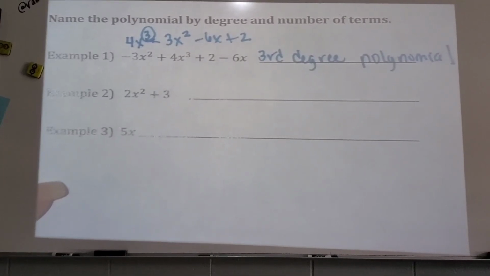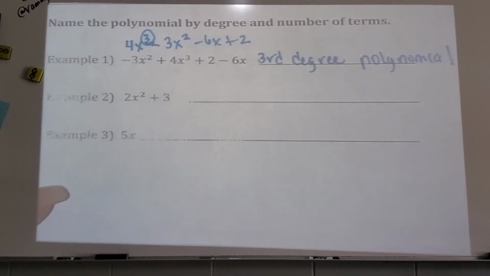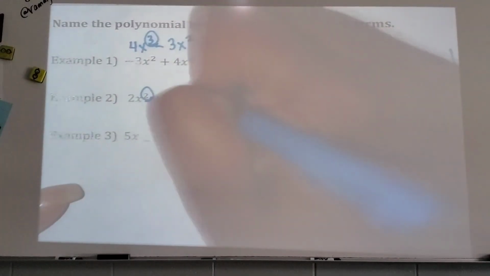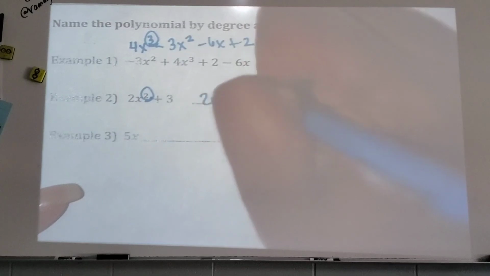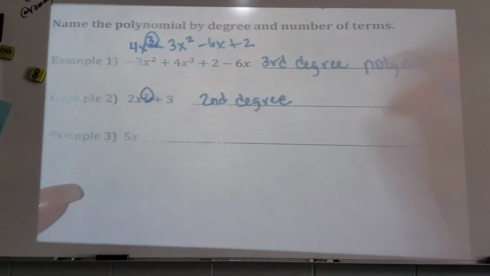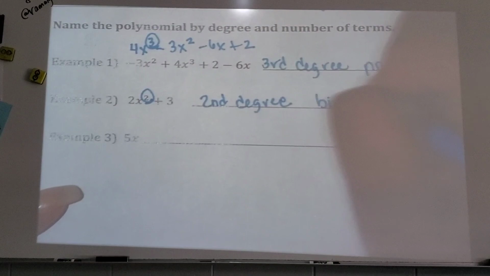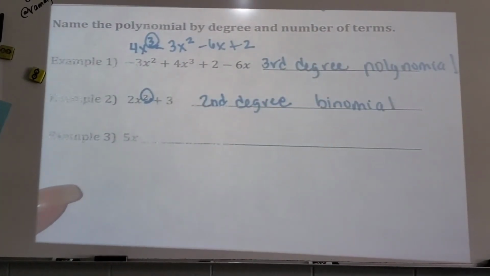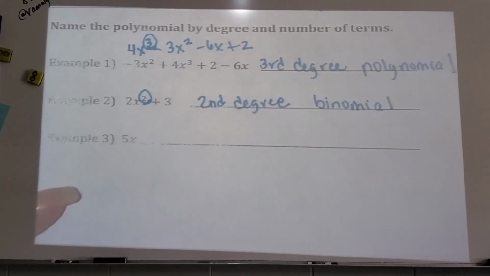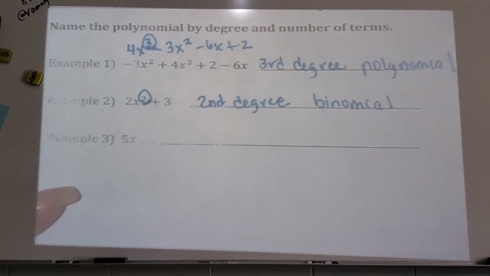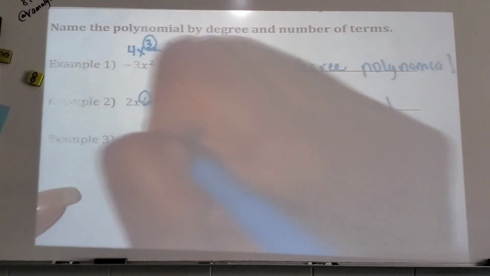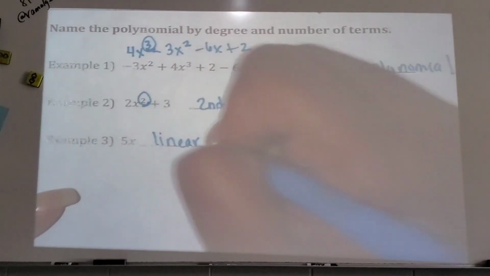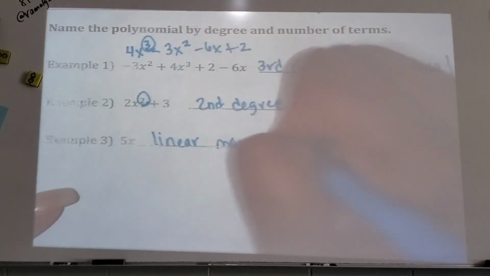Example 2 is 2x squared plus 3. The highest degree here is 2. So it's a 2nd degree or quadratic binomial because it has 1, 2 terms. Example 3, I only have 5x, which means it's linear. And because it's only one term, it is a linear monomial.